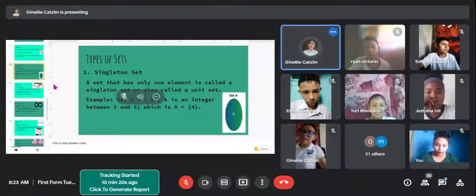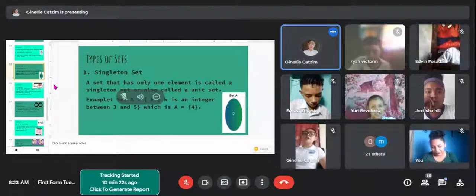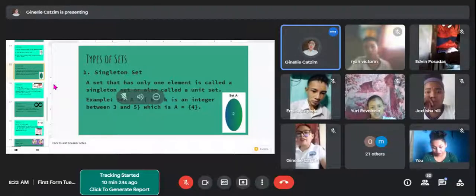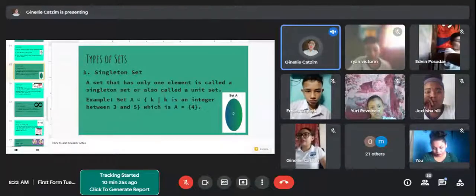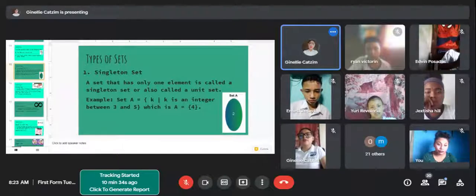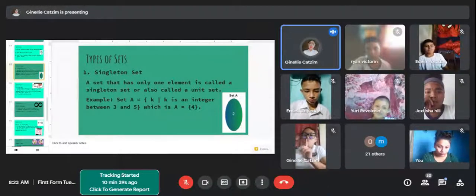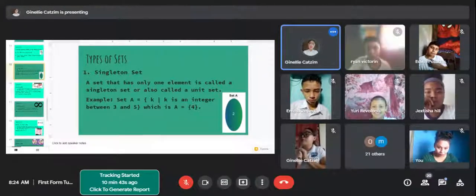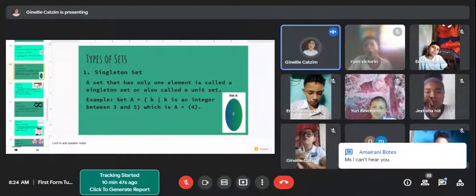The singleton set has only one element. One. For example, the set of noses that you have on your body. You just have one nose, right? So that will be just one element. You cannot put your nose here and they're asking you for a nose, right? You just have one nose, so that will be one element.